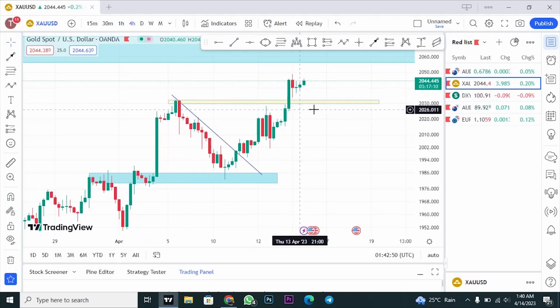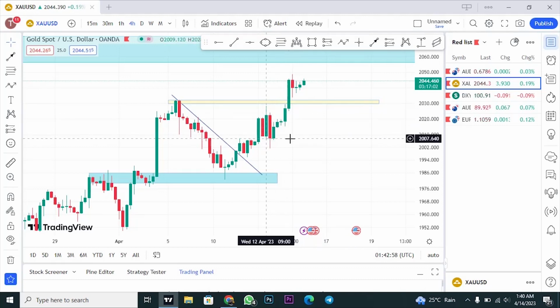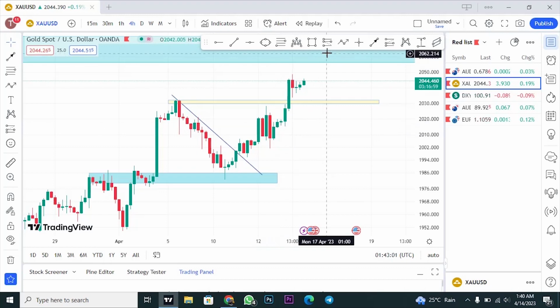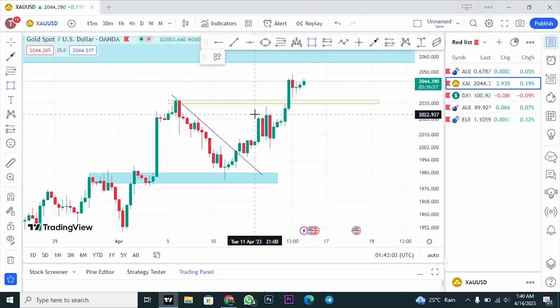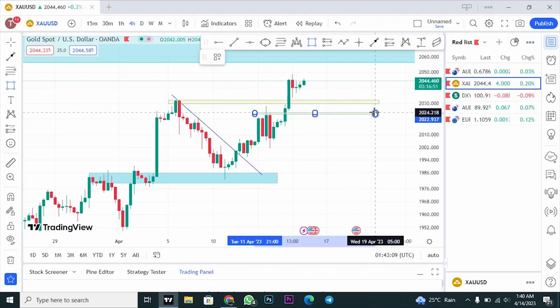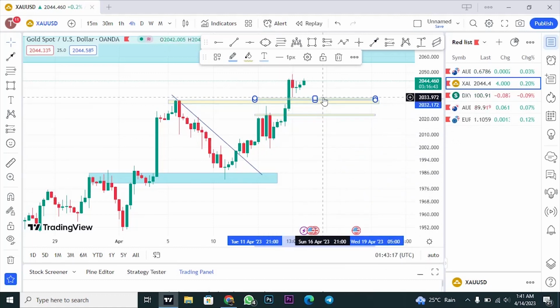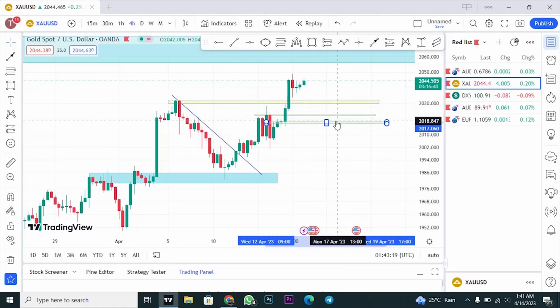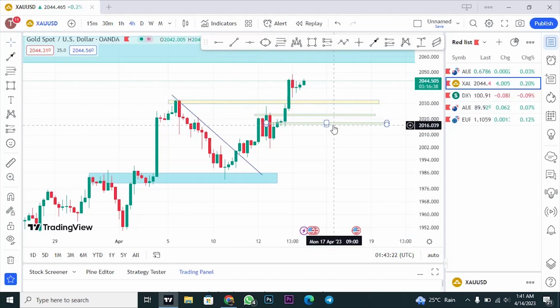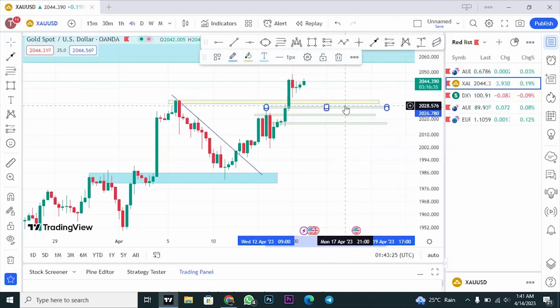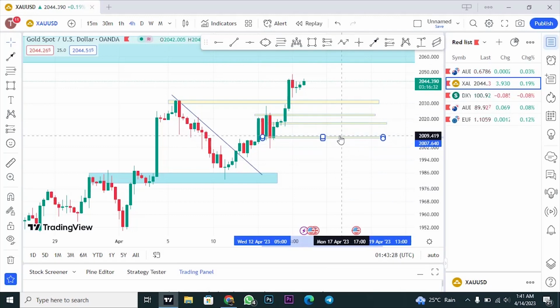You can see we have a pretty nice zone right here, another zone right at this point, another zone right here too, and we have another level right here too. So gold can do a lot of stuff. So let me place another zone right here. Okay, let me clone this one. Let me put this zone right here too. Let me clone this one, and let me put this one right here too.